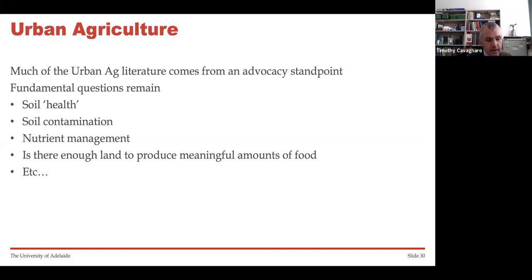systems. And so Matt, in his PhD, and he's coming towards the end of that, has done some really interesting work looking at soil health in urban agricultural systems. He's looked at contamination of those soils. He's looked at nutrient management. And then we've also started with Izzy to ask some questions about simply, is there enough land to produce a meaningful amount of food for urban agriculture?